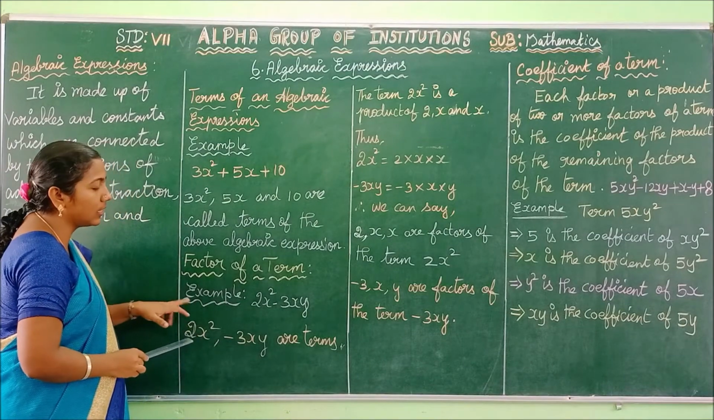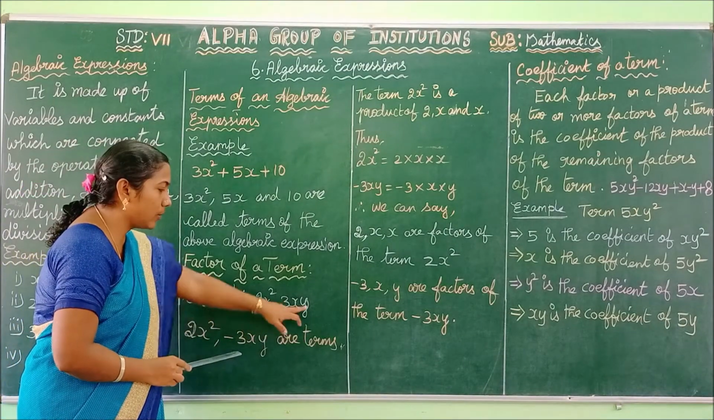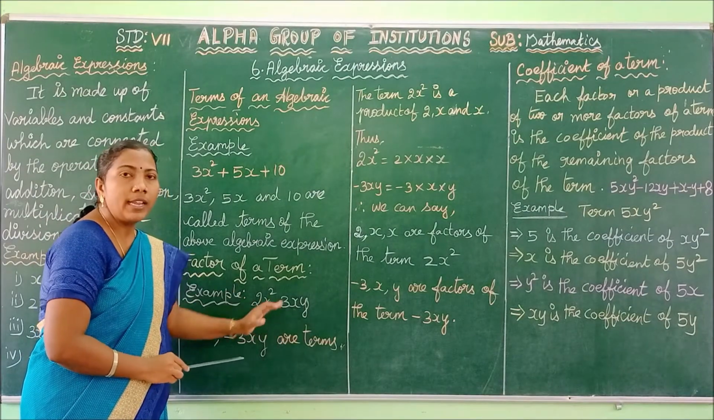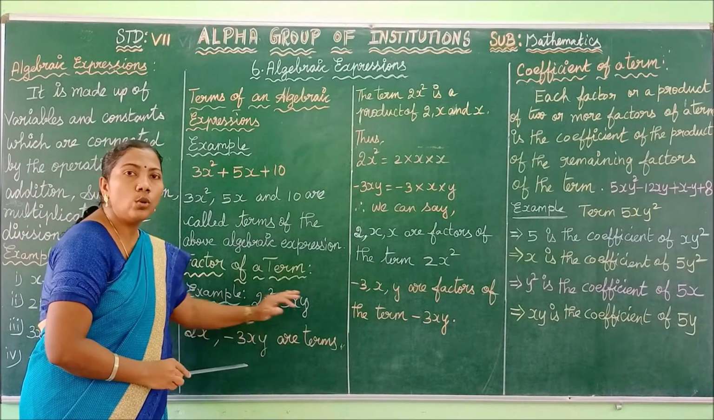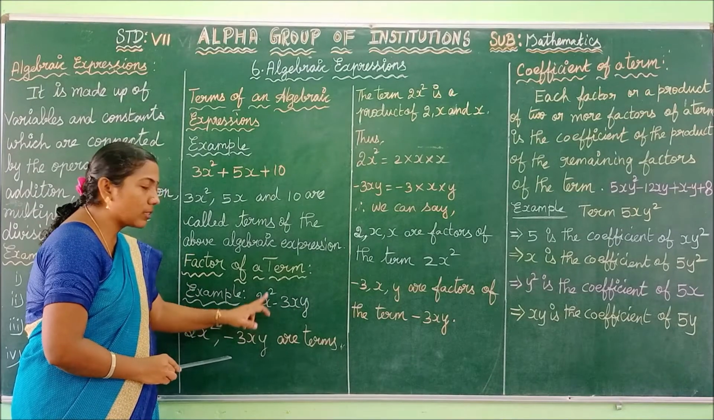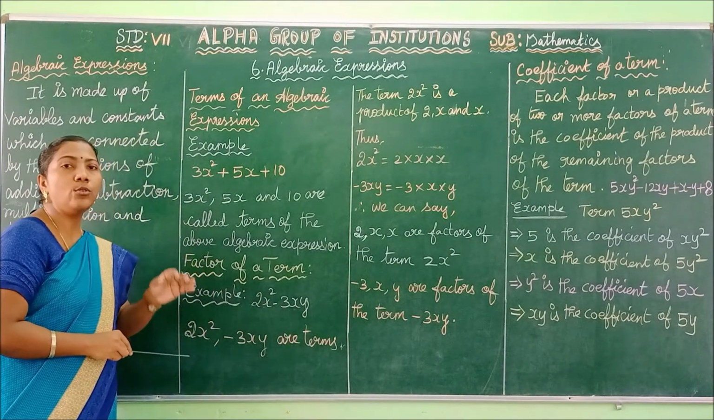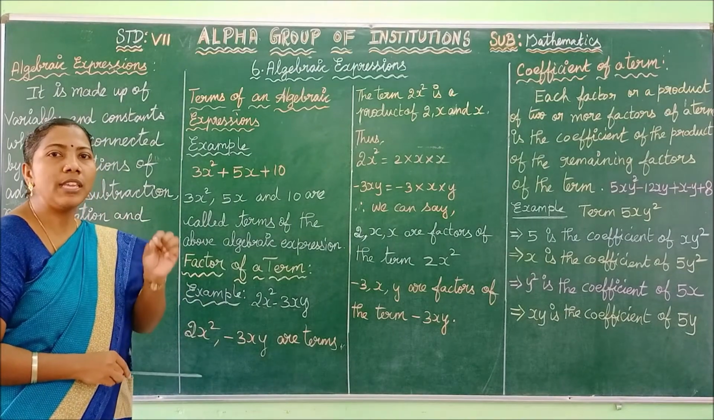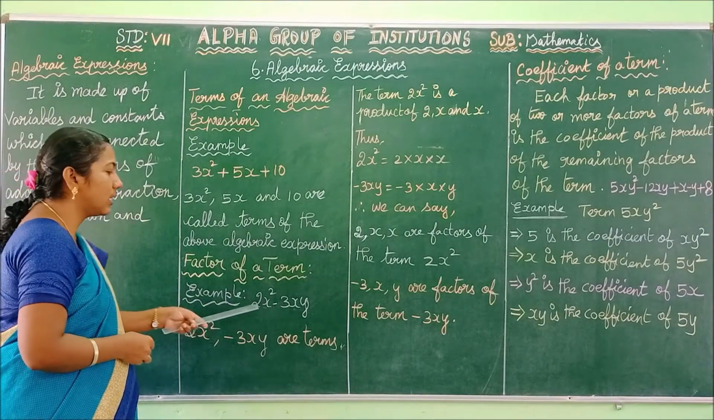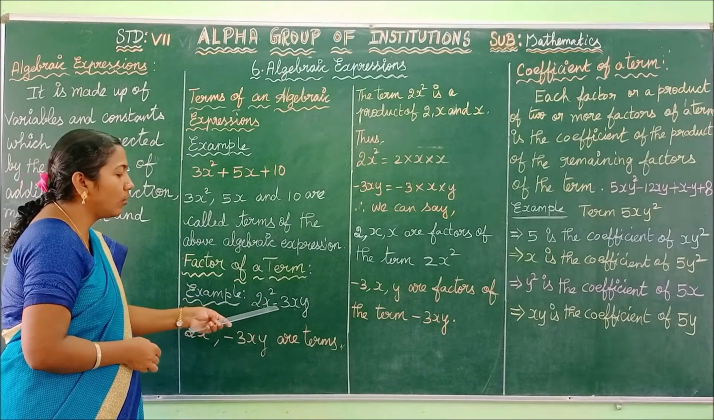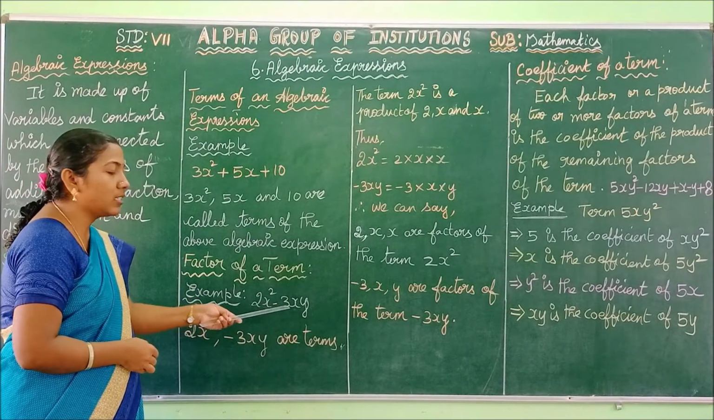For that, we are considering one expression. Read this expression, 2x square minus 3xy. It contains how many terms? Two terms. What are they? 2x square and minus 3xy. Now we are going to define the factors of each term. First we are going to consider the first term, 2x square. And next we are going to discuss the factors of minus 3xy.